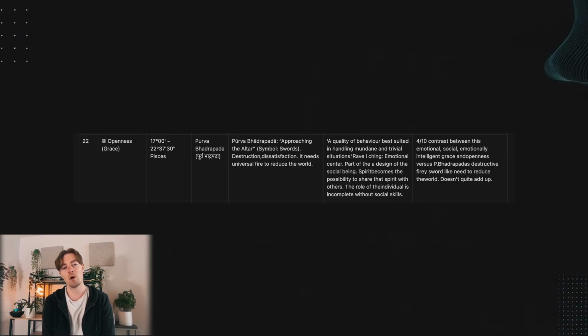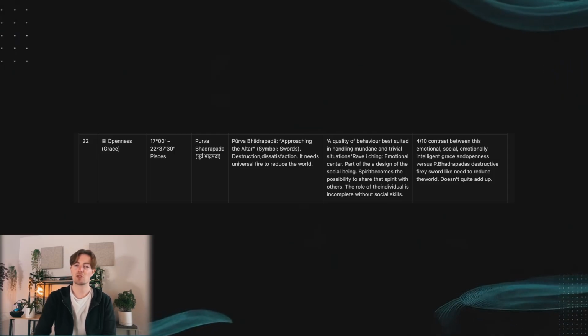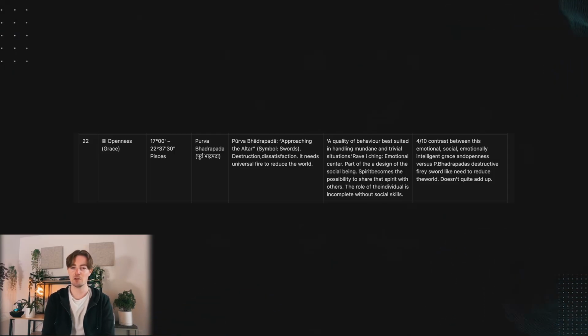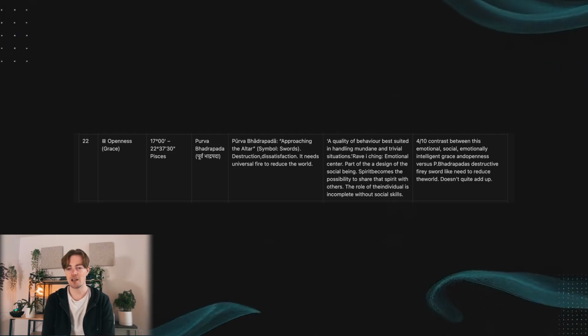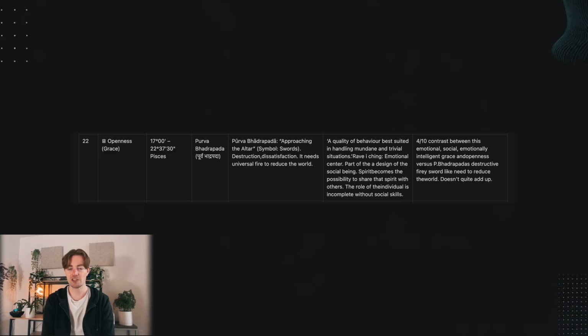But it does work well in Pisces, being an empathetic, emotional, watery sign. But this gate is for trivial, mundane social interactions, which doesn't quite fit into, I don't know, the end of the world. Maybe it does, but I give it a 4 out of 10. Doesn't quite add up, but it does do well being in Pisces.